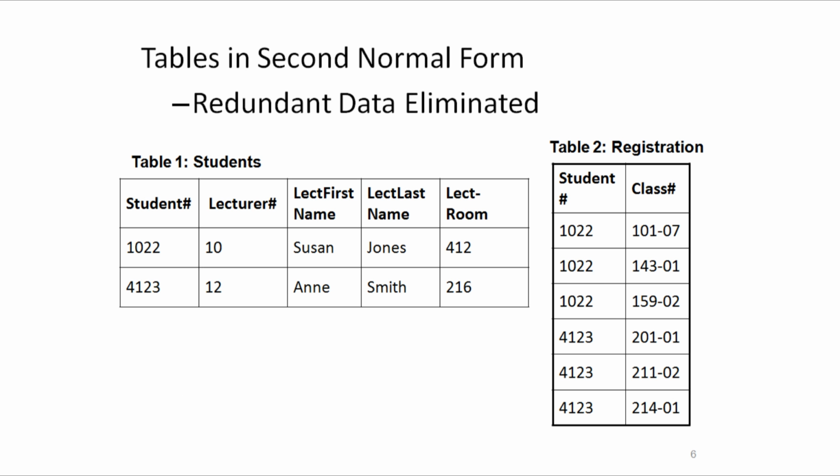Now, how can that table be transformed to second normal form? We need to remove all redundant data in the table which was in the first normal form. When we remove it, we are going to get 2 new tables. The first table is students with a student number column, lecturer number column, lecturer first name, lecturer last name, and lecturer room. And table 2, we've got a registration table with the student number and the class number.